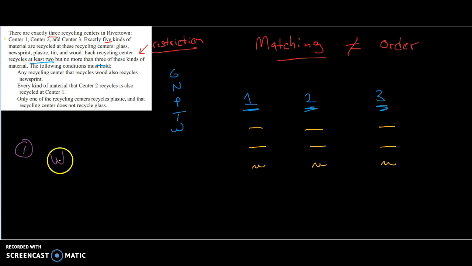Sorry. Okay, but if I have wood, I also have to have newsprint. So that means I've got a block like this. If I've got W, N has to come along with it. All right, that would be rule number 1. Check that one off.